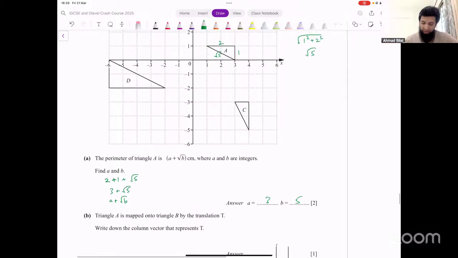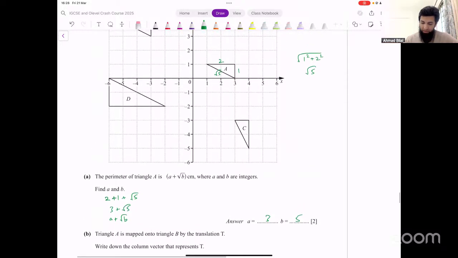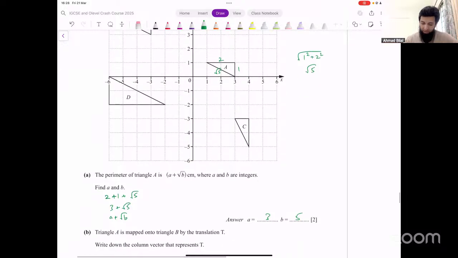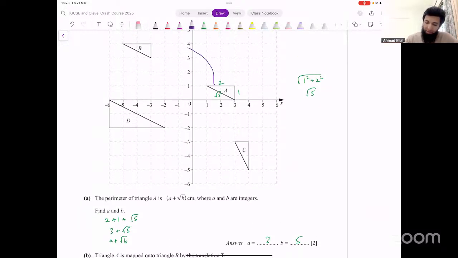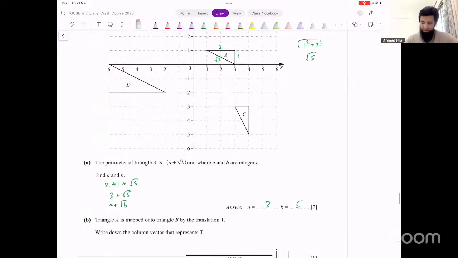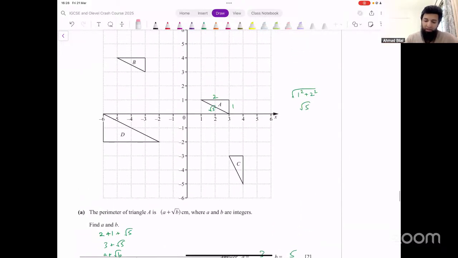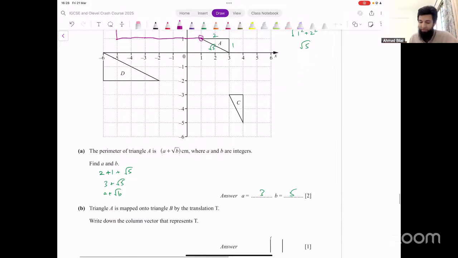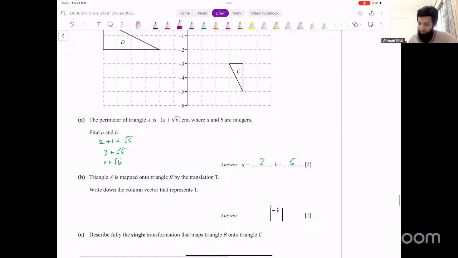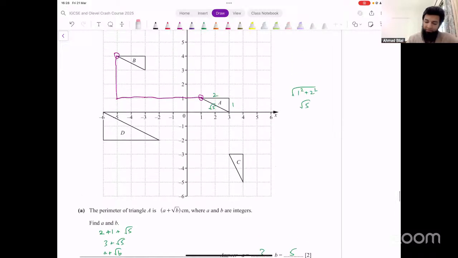Now it says triangle A is mapped onto B by the translation T. Write down the column vector that represents T. Take any two corresponding points. Let's take this point here and this point here, for instance. 1, 2, 3, 4, 5, 6. 6 units left. 1, 2, 3, 3 up. 6 left, 3 up. That means -6 and 3. That's what the vector is going to be, in order to go from A to B.